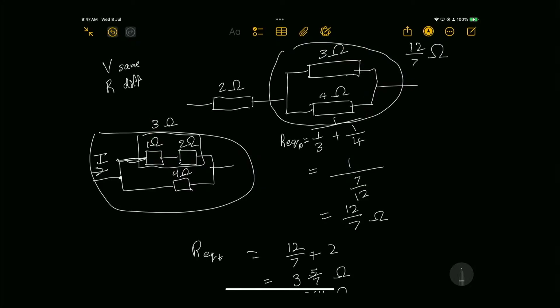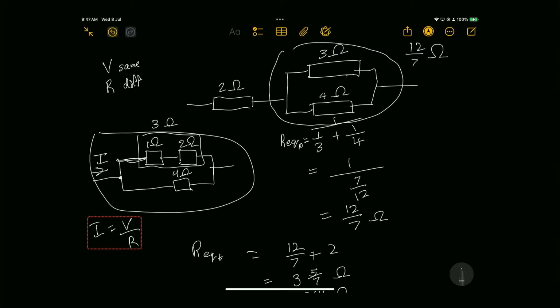there would be a different amount of current flowing in the top as the bottom, because we know I is equal to V divided by R. So although V is the same, R is different, therefore there would be a different amount of current flowing through the top resistors and the bottom resistor.